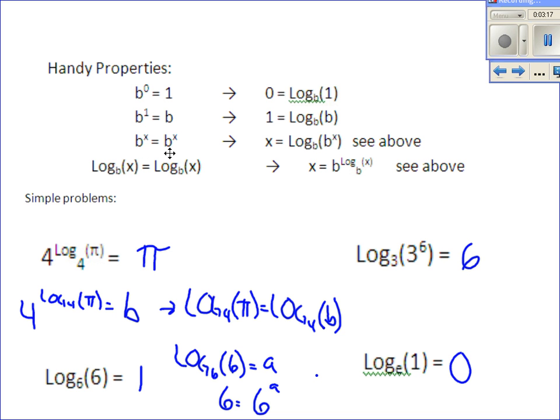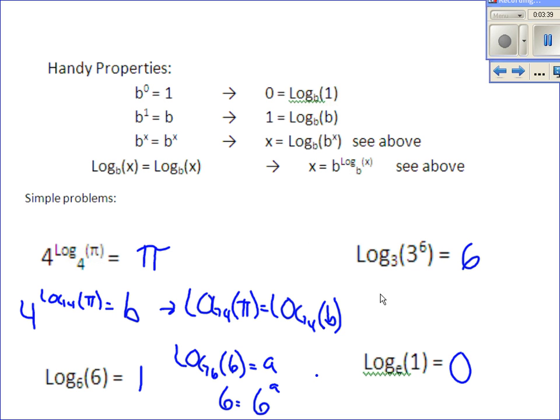b to the x equals b to the x. Rewrite in log form. x equals log base b of b to the x, which is one of the ones we did earlier. And the same thing with the log equals a log. Rewrite it in exponential form. x equals b to the log base b of x, which again we saw back on the first page where the base was 2.